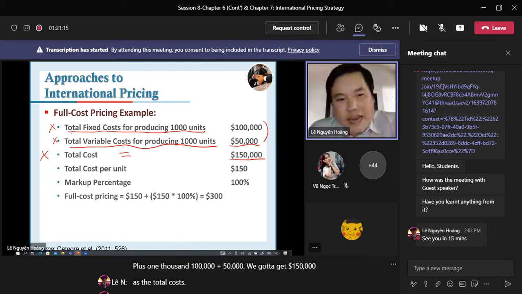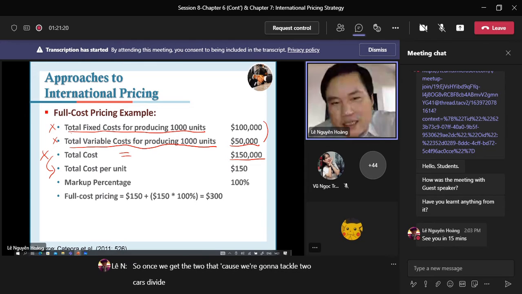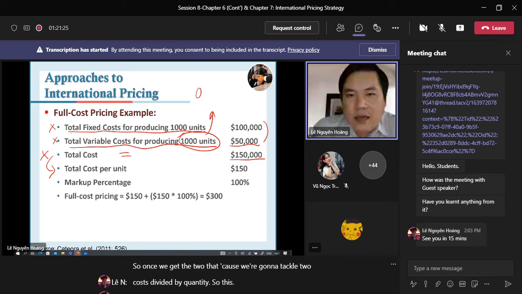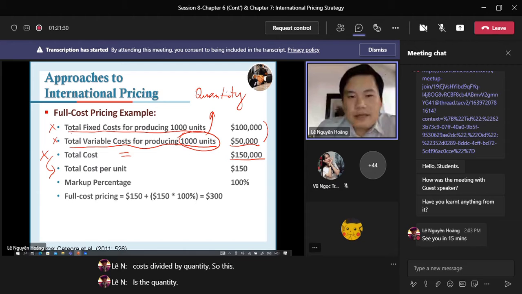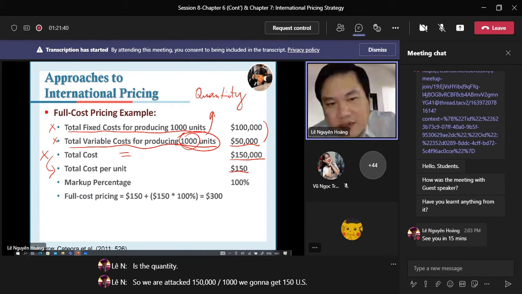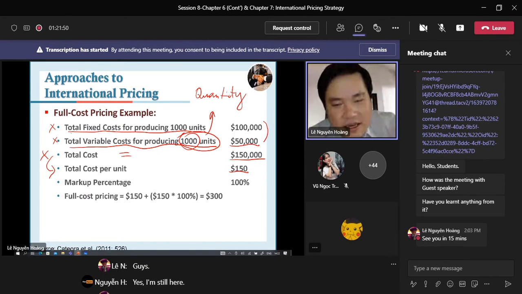Once we get the total cost, we take the total cost divided by quantity. So we take 150,000 divided by 1,000, and we get 150 US dollars as the total cost per unit. Are you with me now, guys? Yes, I'm still here. It's very clear.